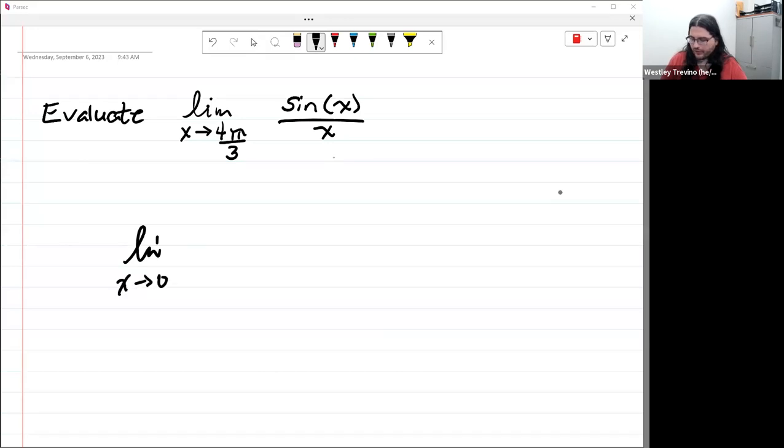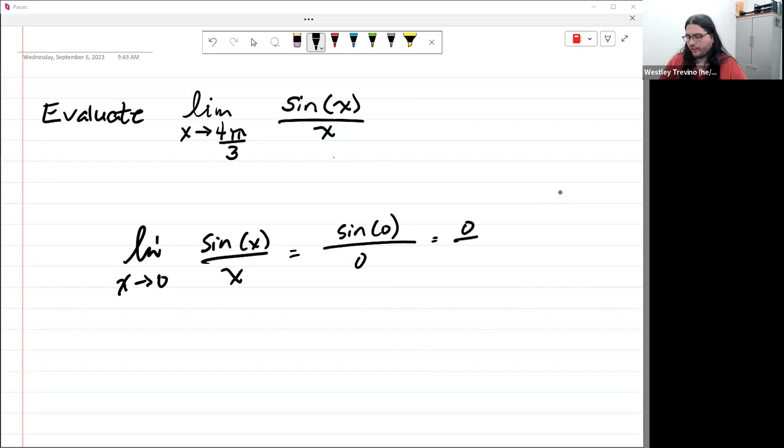When sine of x over x approached x equals 0, we could not use our method where we plugged in the value, because sine of 0 was equal to 0 and x equals 0. So we get this weird indeterminate form, and we had to use a different approach when we evaluated this limit as it approached x equals 0. We do not have that problem when x approaches 4 pi over 3.